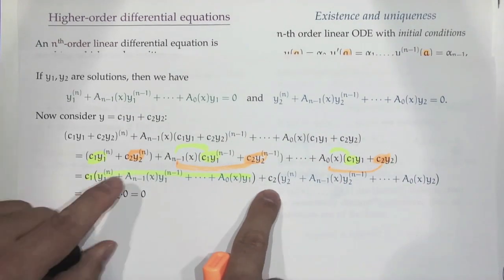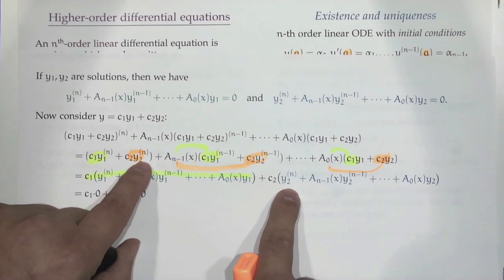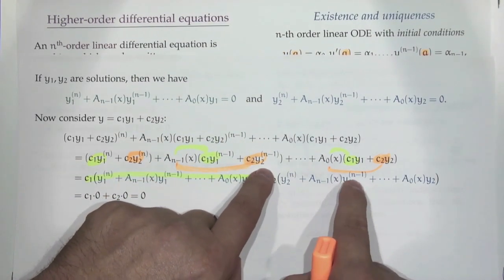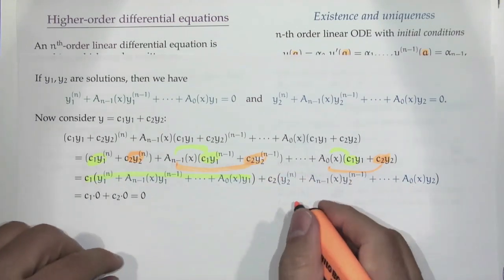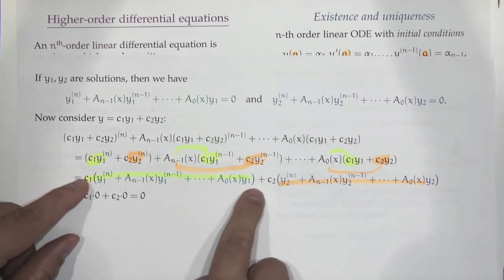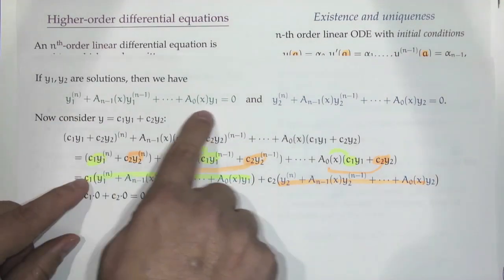And if you grab it out, what do you have? You have c2 times the nth derivative of y2, a_{n-1} times the (n minus 1)th derivative of y2, all the way down to the end. And so you can rearrange, and wait, look, this is wonderful, because what do you see? Here, we know it's a solution.